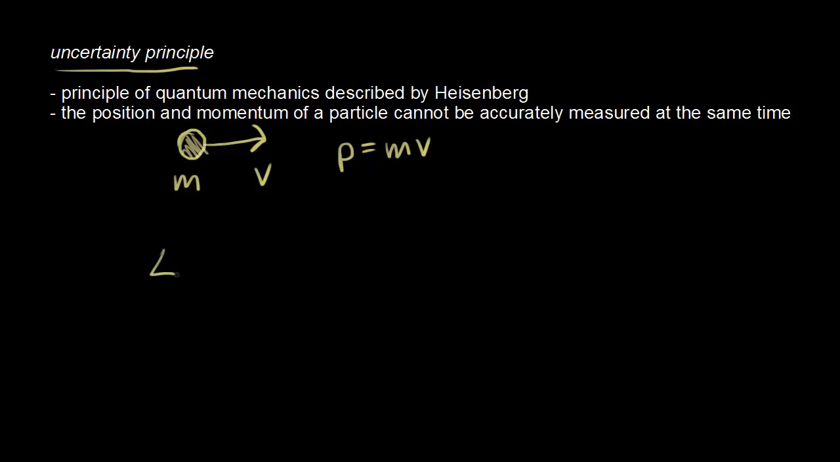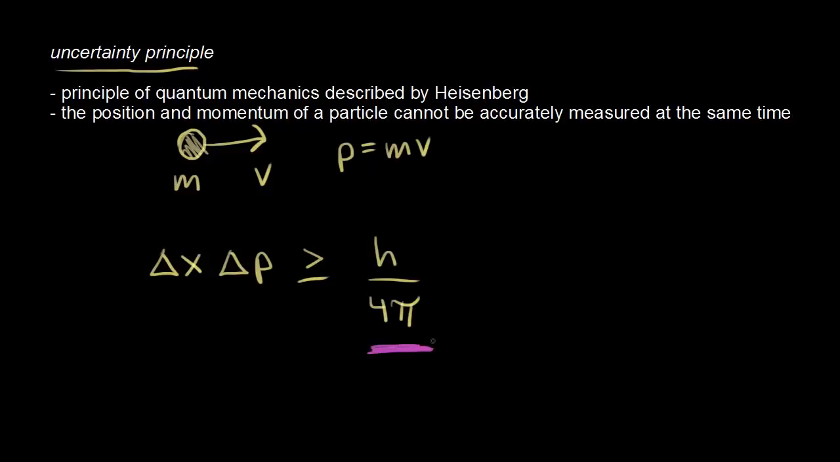So the uncertainty in the position, so delta x is the uncertainty in the position, times the uncertainty in the momentum, so delta p is uncertainty in momentum. The product of these two must be greater than or equal to some constant, and that constant is Planck's constant, h, divided by 4 pi. So we have a constant divided by another constant. So this just gives us a number on the right side.